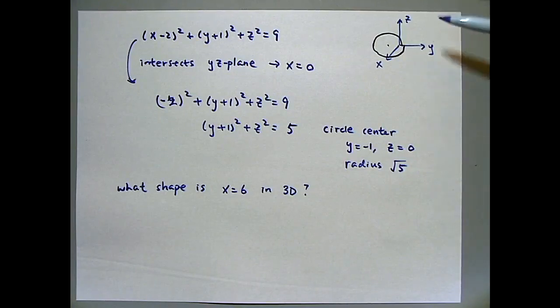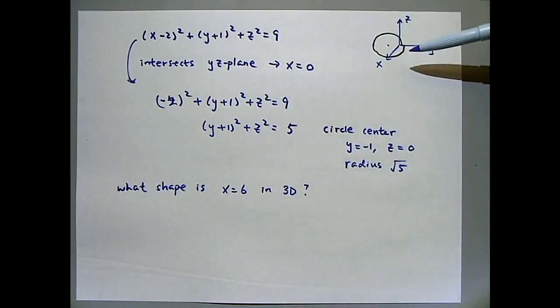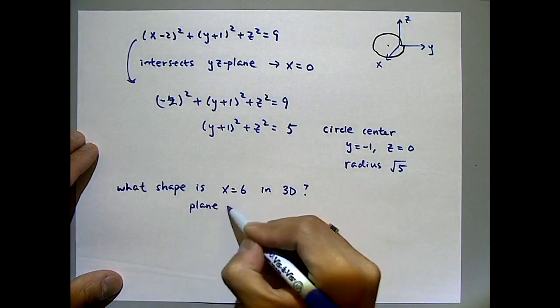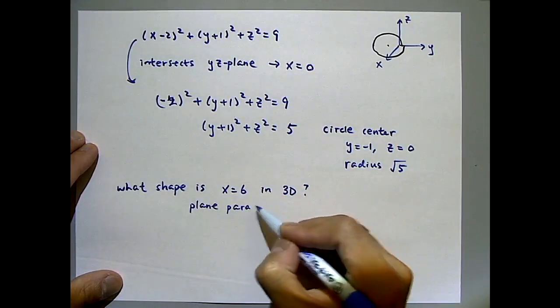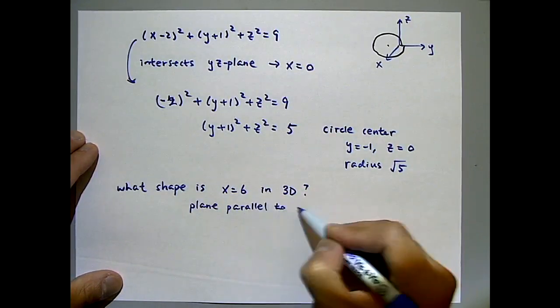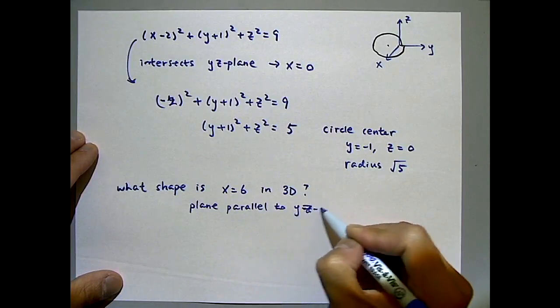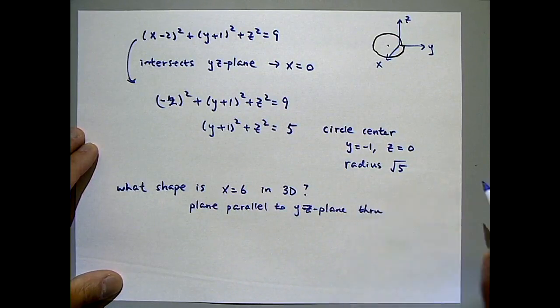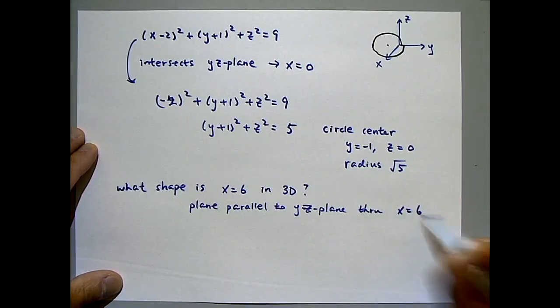Okay, yeah, important thing here that you got there is parallel to the YZ plane, right? It's perpendicular to the x-axis, but parallel to the YZ plane. Very good. This is a plane parallel to YZ plane. And it cuts through x is equal to 6.